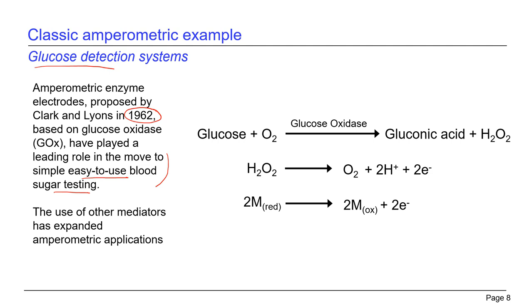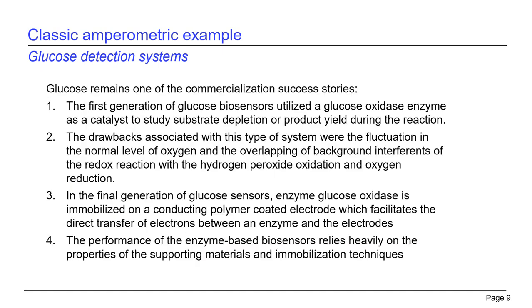So not only the glucose oxidase, but the other mediators have expanded amperometric applications as well. In this case, the glucose oxidase produces gluconic acid and hydrogen peroxide. Then subsequent reactions produce the electrons that result in the flow that we're going to be measuring. So glucose remains one of the commercial success stories.